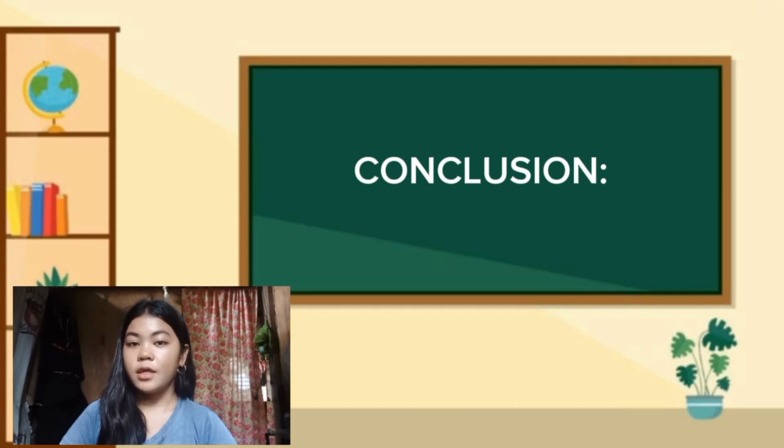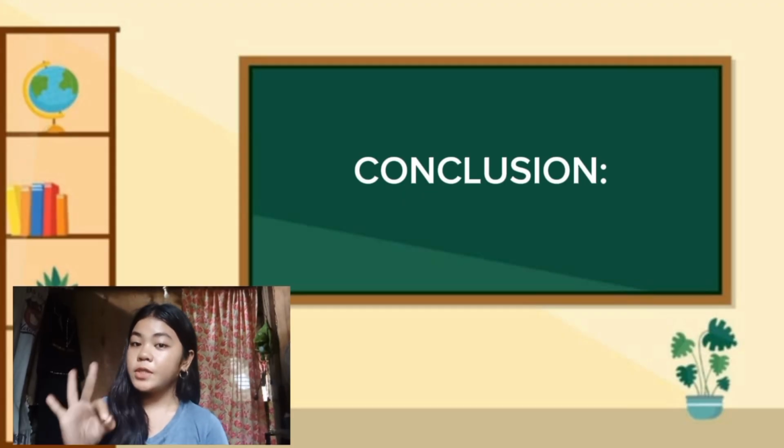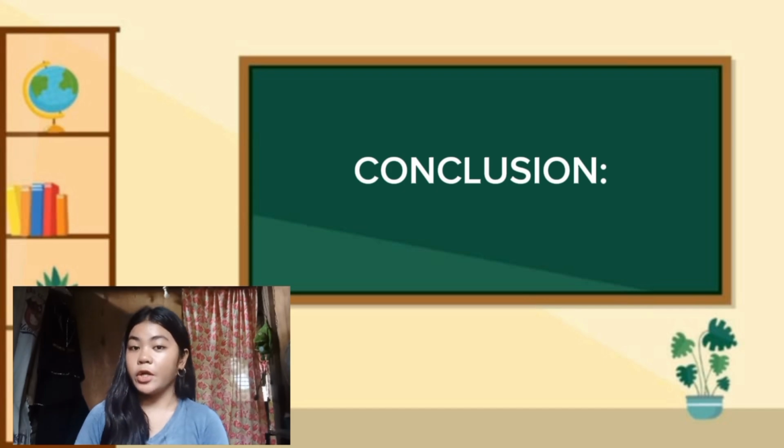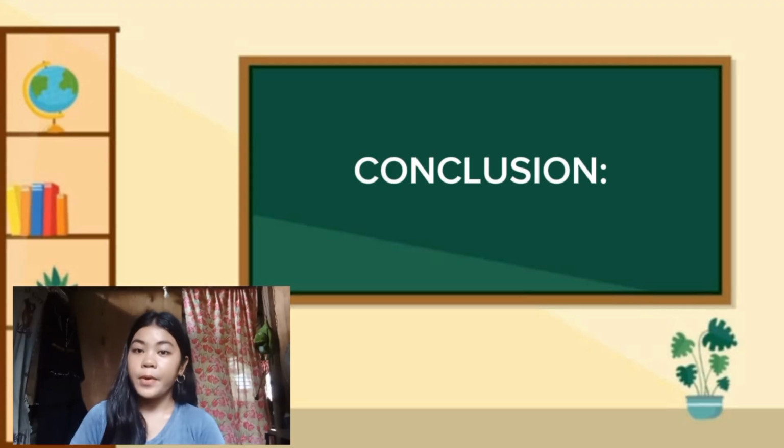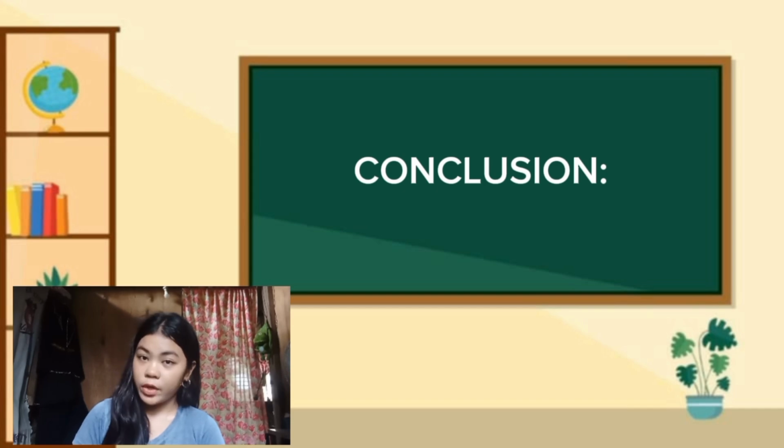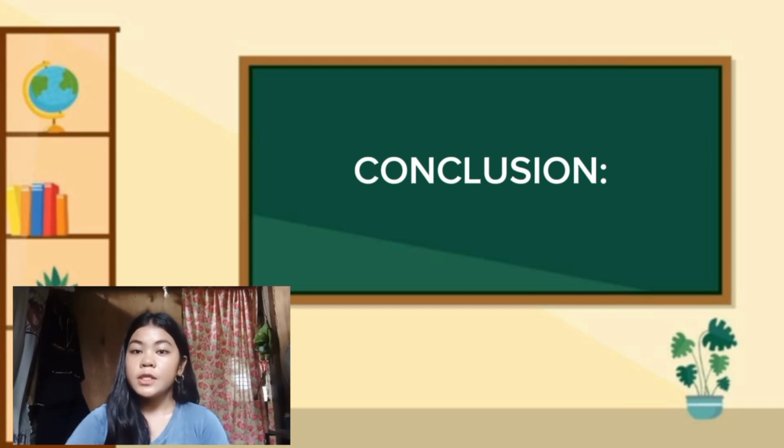Class, in conclusion, the three structures for facilitating learner-centered teaching, the formal traditional, the alternative learning system or ALS, and alternative delivery modes or ADM, represent a diverse range of educational approaches designed to meet the needs of a wide spectrum of learners. Each structure offers unique advantages and disadvantages, and the most appropriate choice depends on individual circumstances and learning goals.